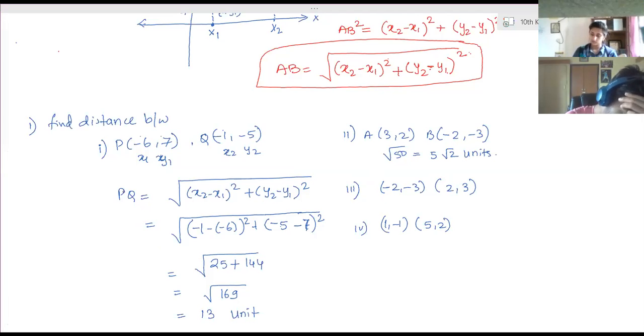Ma'am, third one is 13 root 2 units. 13 root 2, 52. Yes, ma'am. No, 52 is not 13 root 2. 13 into 4, so it is 2 root 13. Square root of 4 is possible, not 13. And is the fourth one 5 units? 5 units, right?